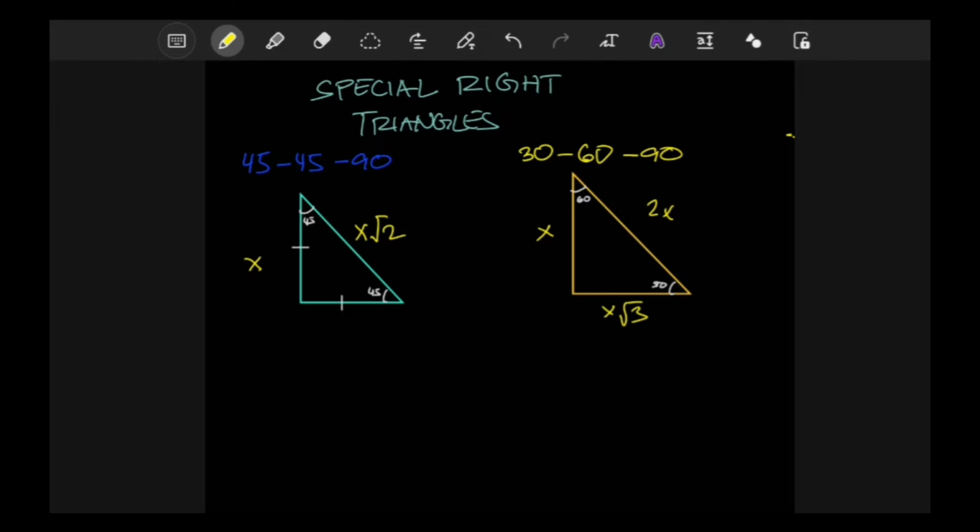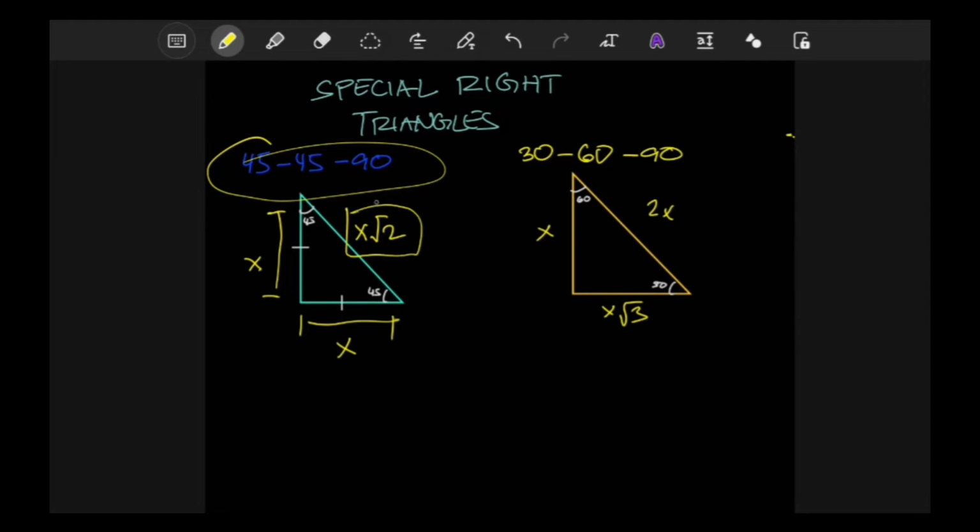So, as you can see, you have the 45, 45, 90 where both sides, these sides, are equal. So let's say this is x, and if you want to find the hypotenuse, obviously the hypotenuse is equal to x times the square root of 2.